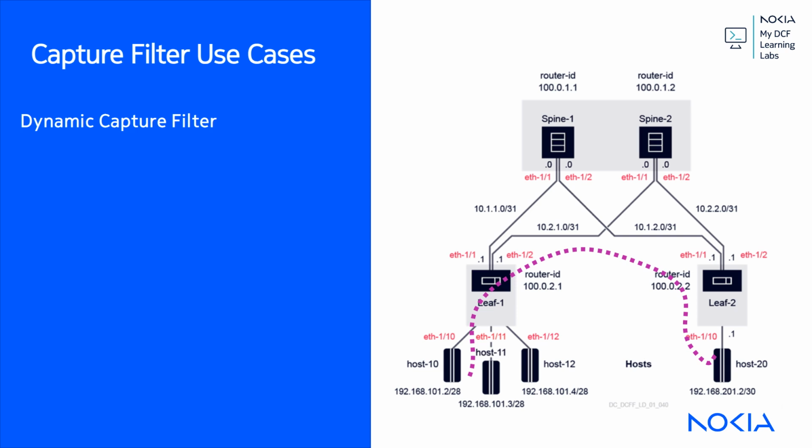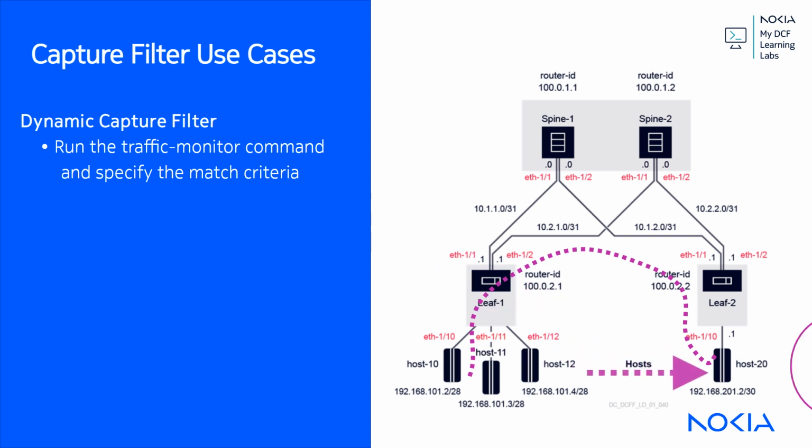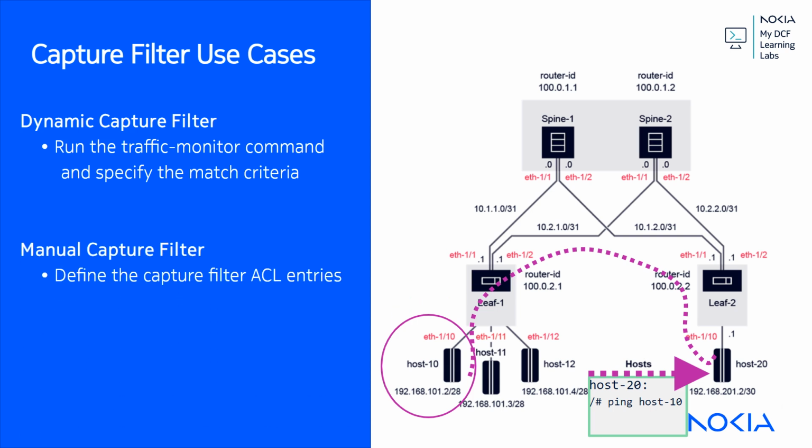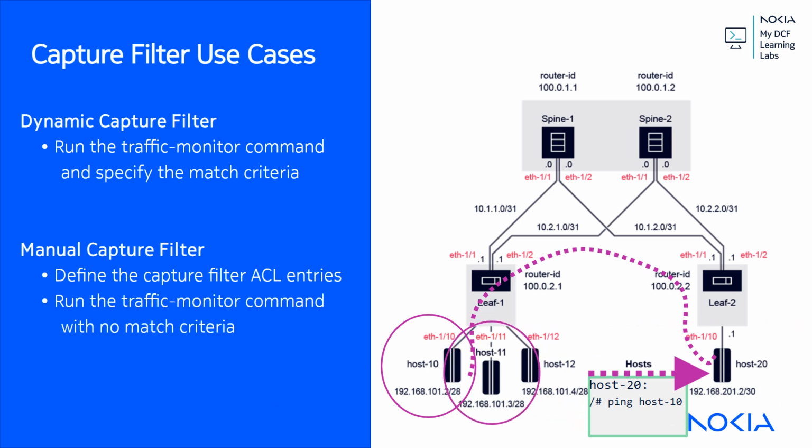A typical capture filter use case is to run the traffic monitoring tool and specify the match criteria. For example, to monitor traffic on leaf 2 and capture ping packets between host 10 and host 20. In such a case, SR Linux will automatically create a capture filter ACL entry with the ICMP match criteria. Alternatively, you can first manually configure a capture filter and define its entries with match criteria, then run the traffic monitoring tool without specifying filters. For example, we will configure a filter to capture a complete SSH client-server conversation that transits the leaf 2 router.